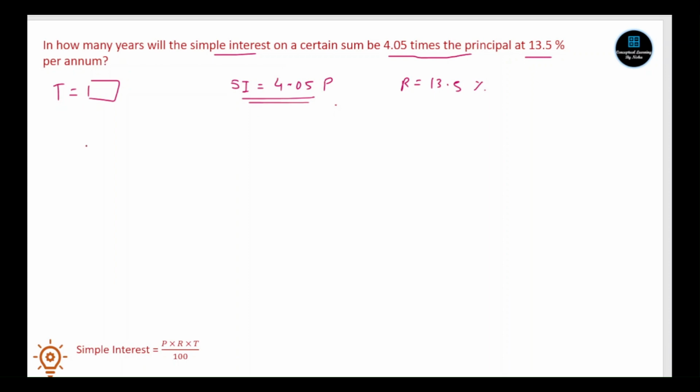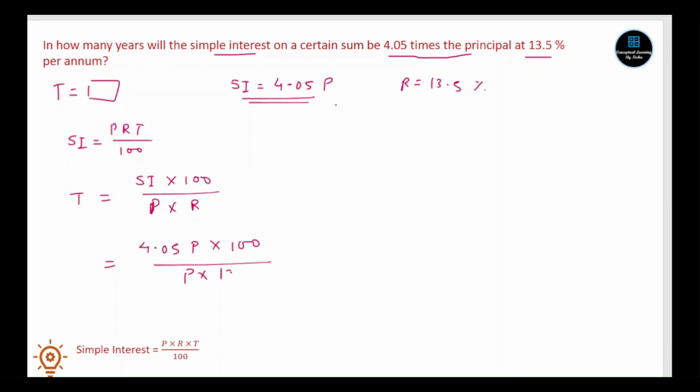Now, let's put the formula. So, SI is equal to PRT over 100. Now, I want to find T. So, first of all, I'll convert the formula in terms of T. T is equal to SI into 100 upon P into R. Now, we'll substitute all the values which are given to us. SI is given in terms of P, so which is 4.05 P into 100 upon P into 13.5.